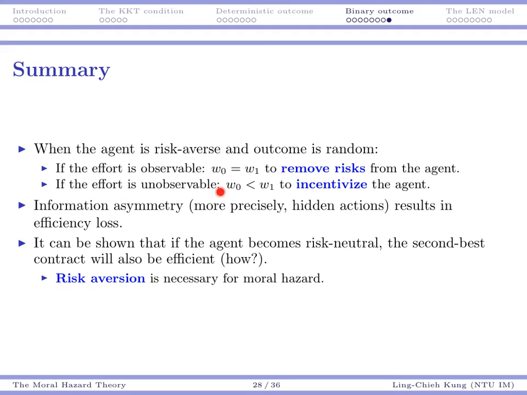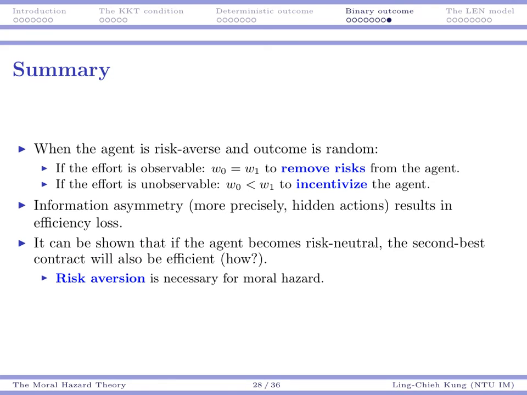But if the effort is unobservable, then one more important thing to do is to provide some incentives for the agent to work. Then we really need to set W1 to be greater than W0. Otherwise, the agent really has no reason to work, and then we would have no probability for the outcome to be successful. So here we can see information asymmetry or hidden actions actually result in a distortion of the optimal contract and in efficiency loss, which is the central theme of this course, right? Information asymmetry now really creates a problem.